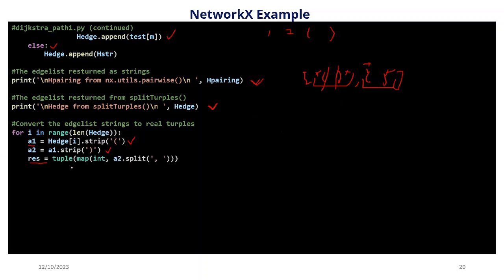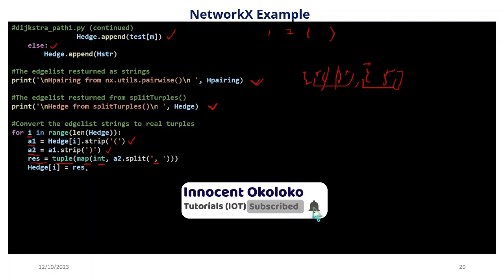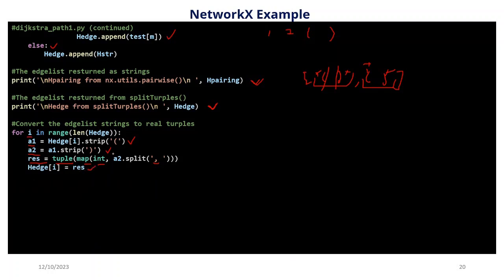So we now create a new variable and use a map. We are mapping from string to tuple, but before then we have to convert to int, and we split using this comma. So we say tuple map int whatever came out from here, and then we split using this comma, a2 dot split, and this is going to convert this particular item into a real tuple. So we now change the value of this particular item in the iteration. We replace the original string value with a real tuple value. Once we do that for all of the items in this H edge, we have created a list that contains real tuples, which we can use to plot a new graph.